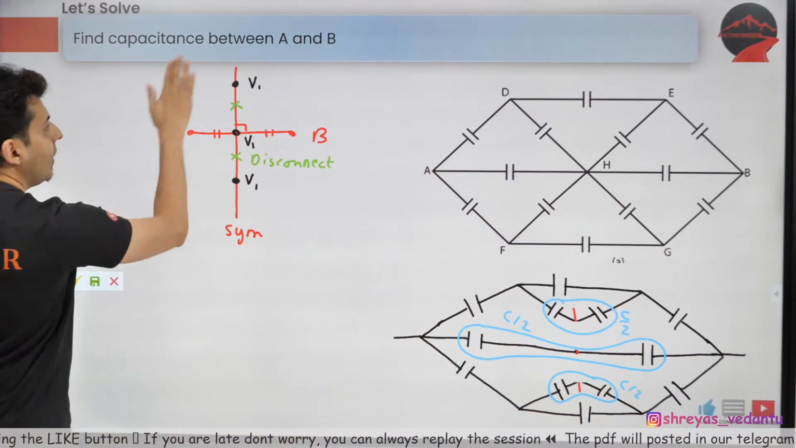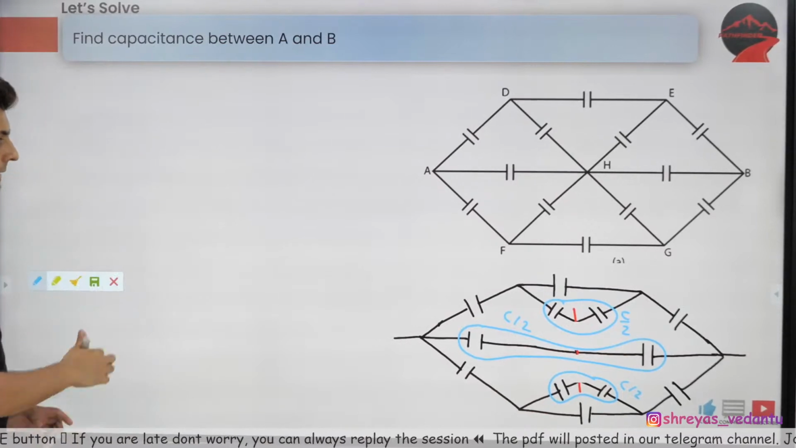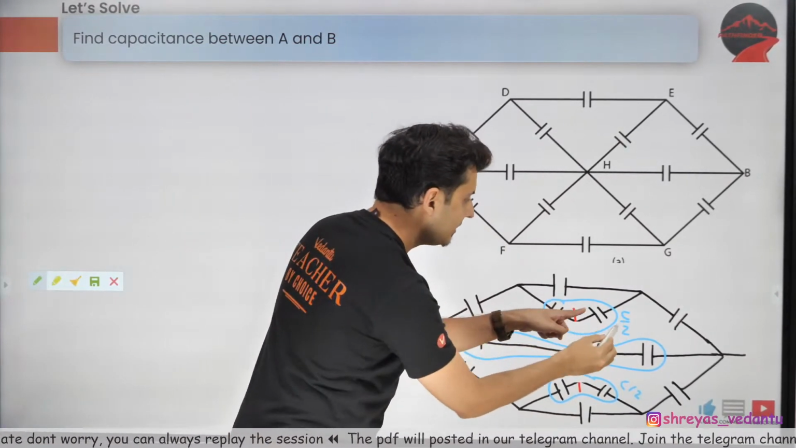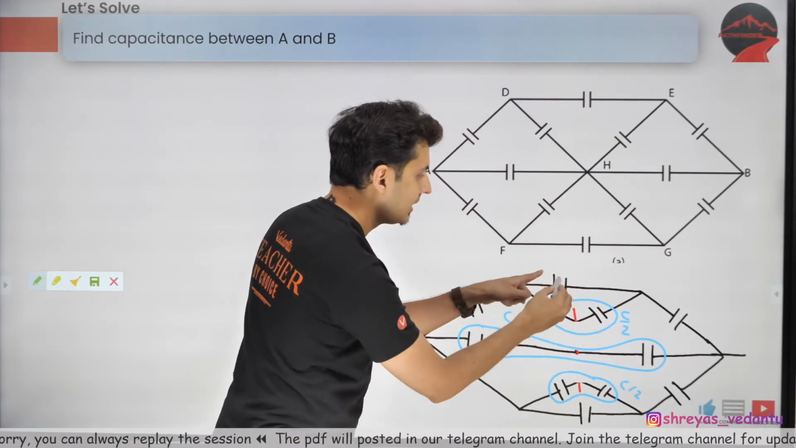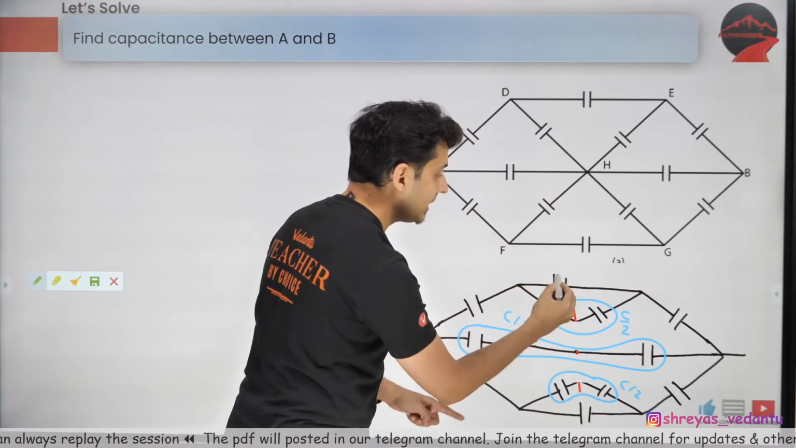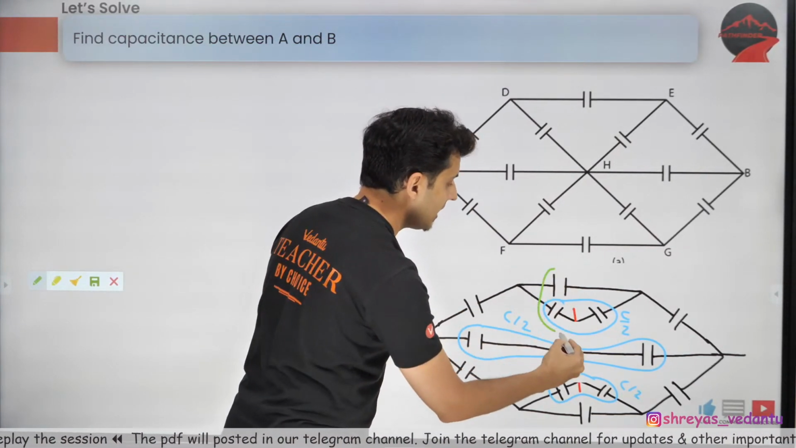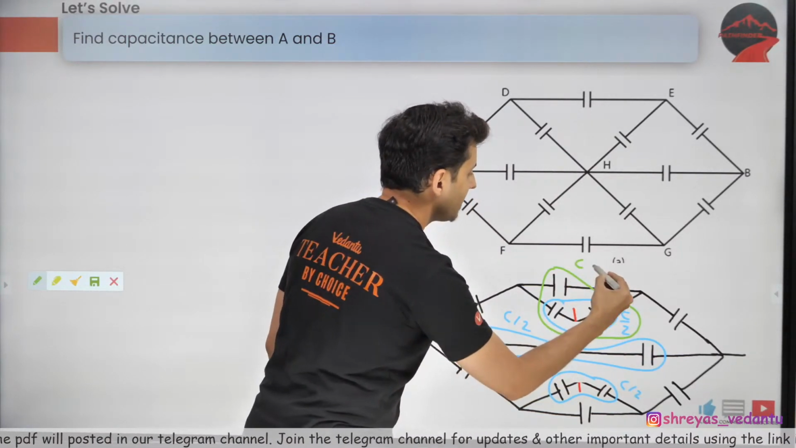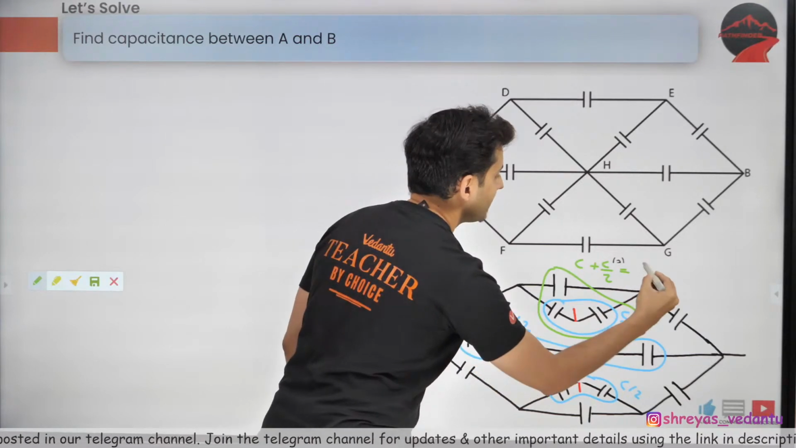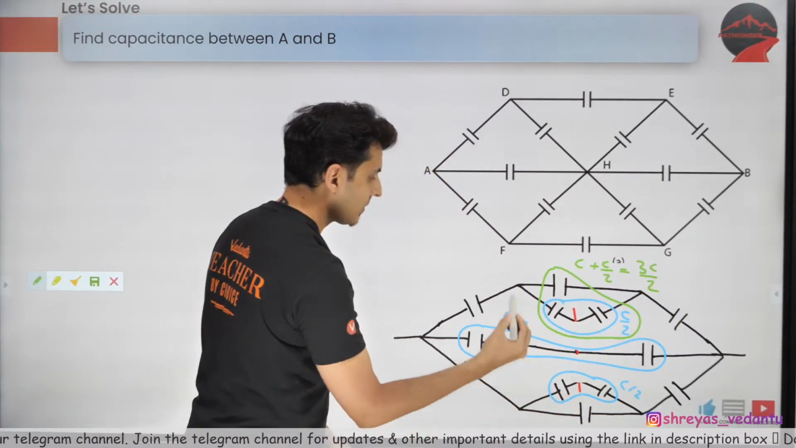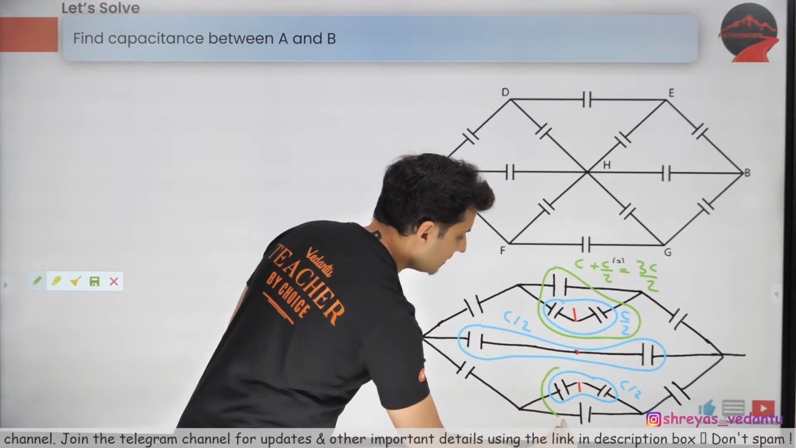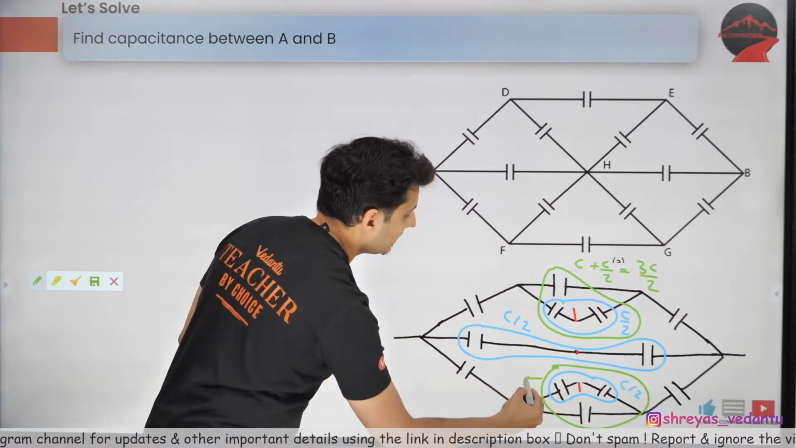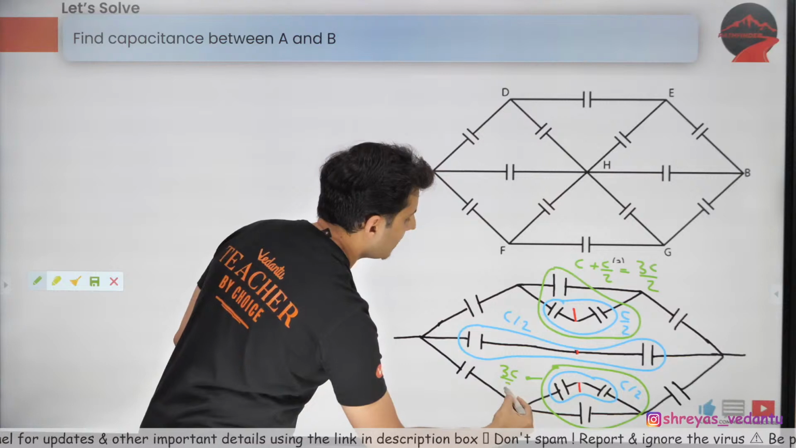Okay, let us draw the equivalent circuit. But before that, one more thing. You can see this C by 2 and this one, this is C by 2. They both are in parallel. So their combination will be C plus C by 2, which is 3C by 2. Same thing over here. These 2 over here, they both are in parallel. So this will be 3C by 2.